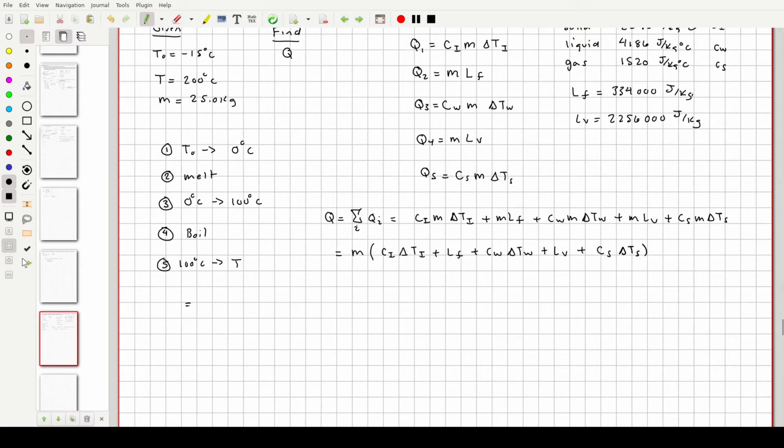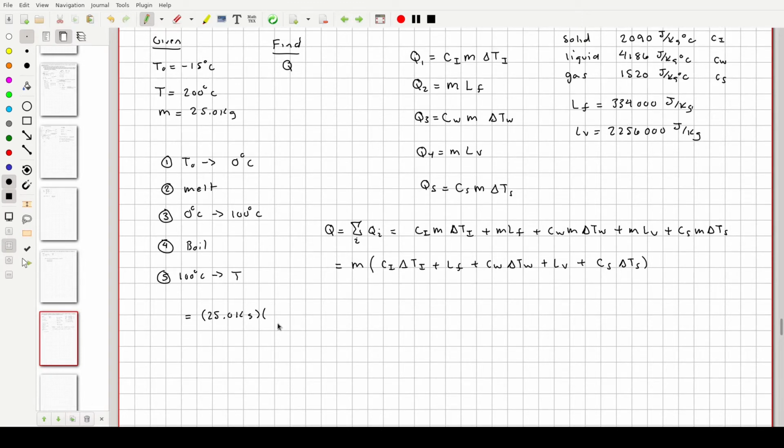Now let's plug stuff in. How much water do I have? 25 kilograms. Now, C sub I, 2090. What change in temperature does my ice experience? Well, the final temperature is 0 degrees Celsius. The initial temperature is minus 15 degrees Celsius. So that's that. The latent heat of fusion is 334,000 joules per kilogram.